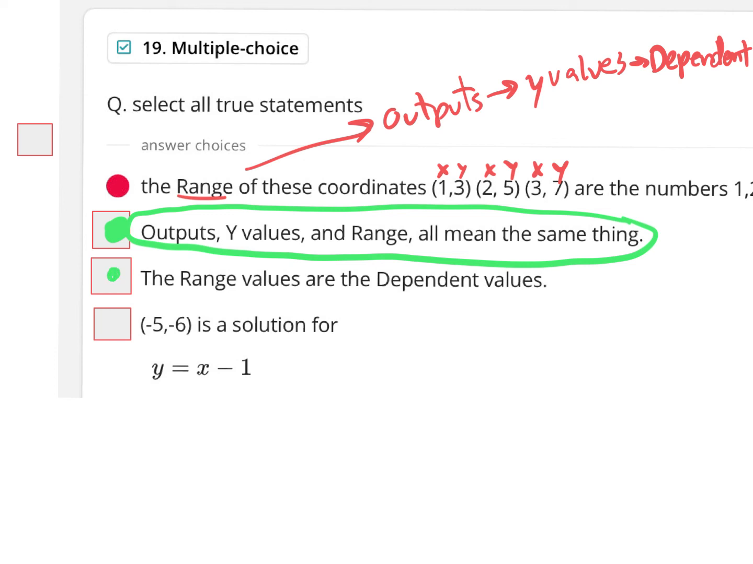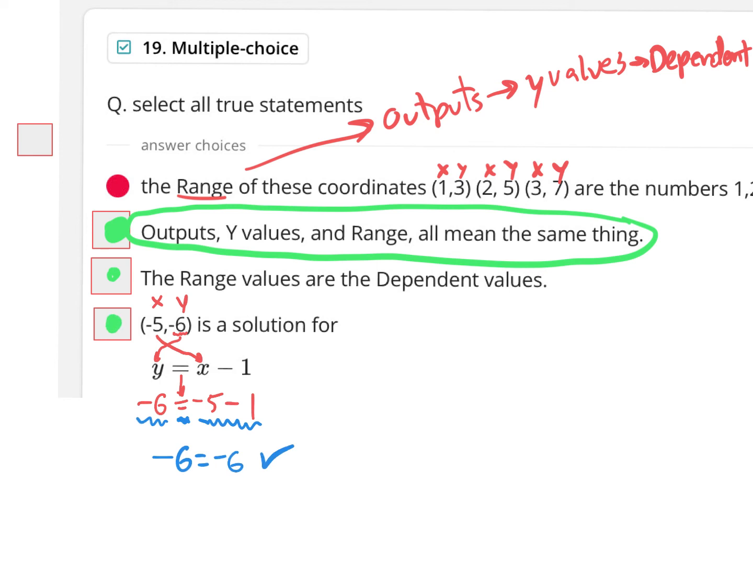And last but not least, the coordinate -5, -6 is a solution for this equation. Well, remember that your x value is -5, your y value is -6. So if you did plug in a -5 right there, that would read -5 minus 1. And if you did plug in a -6 right there for y, that'd be a -6. And of course, you'd have your equal sign right here. So is this a true statement that -6 equals -5 minus 1? Yeah, -6 equals -6. That's a true statement. So this is also a true statement here.